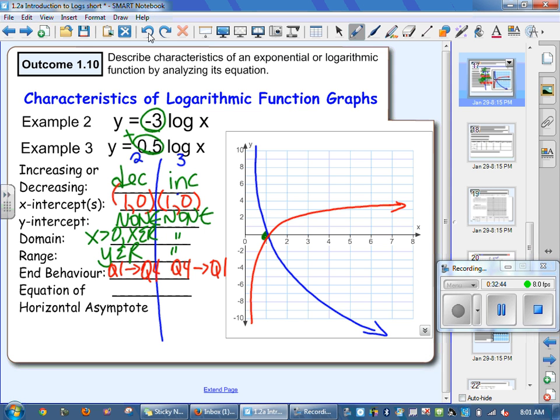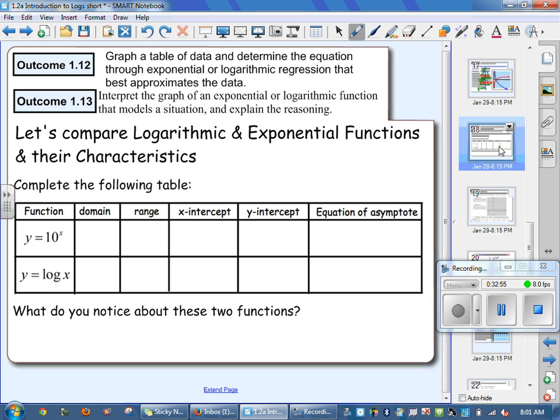How are we going to decide our characteristics here? What we want to do is we just want to compare them. Again, they're going to be inverse functions, so we're going to notice that these should be opposites in every way. Fill this chart out, do what you know, push play when you're ready.